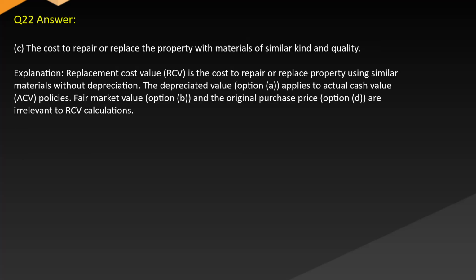Answer. C. The cost to repair or replace the property with materials of similar kind and quality. Explanation. Replacement cost value, RCV, is the cost to repair or replace property using similar materials without depreciation. The depreciated value, option A, applies to actual cash value, ACV, policies. Fair market value, option B, and the original purchase price, option D, are irrelevant to RCV calculations.